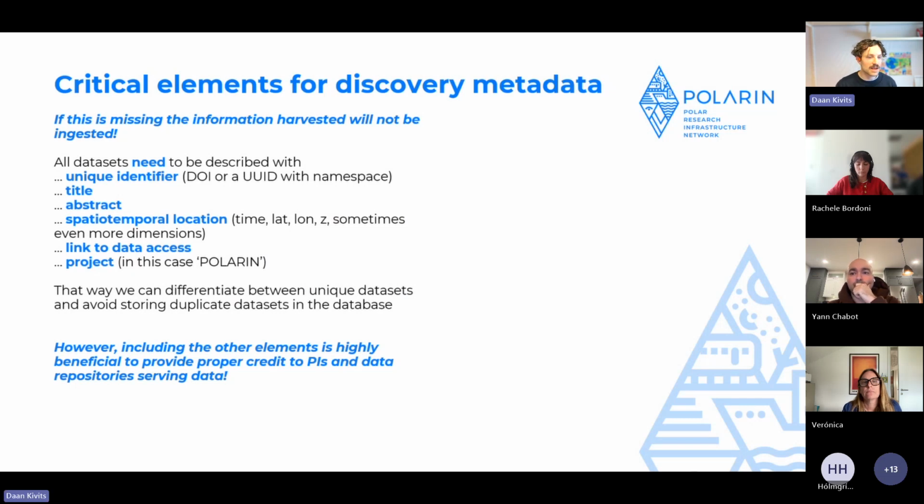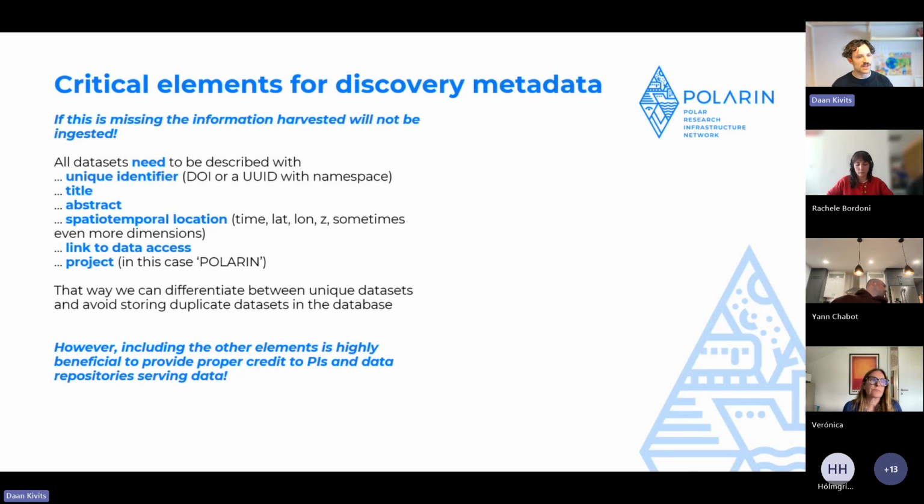And then, yeah, the project tag. In this case, it would be POLARIN, because all of the data that will be made available through your research infrastructures for virtual access are funded by POLARIN, and the work for that is done through POLARIN. So it should also be acknowledged in the project tag, so we can filter on this later and show this to future data users, and they can acknowledge it in a good manner.